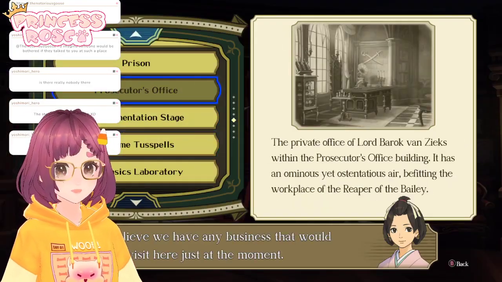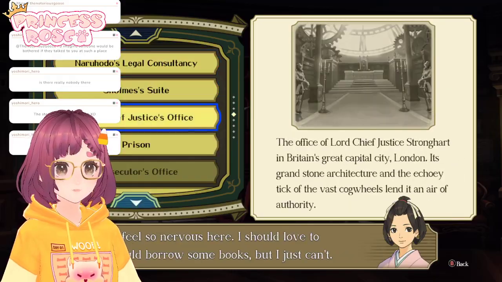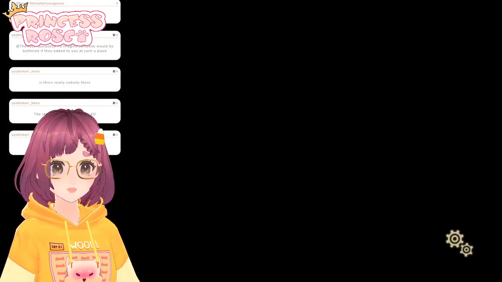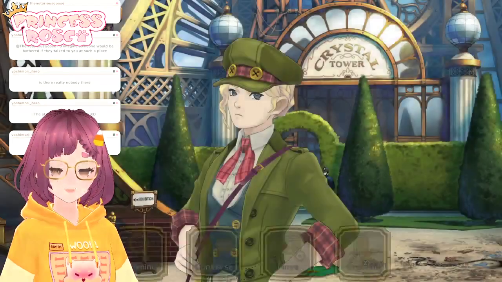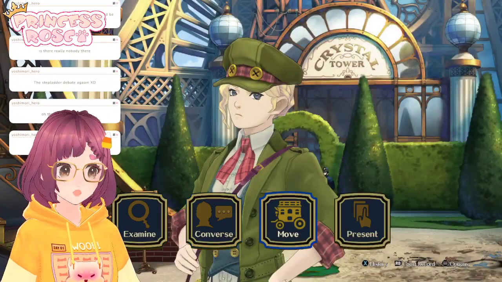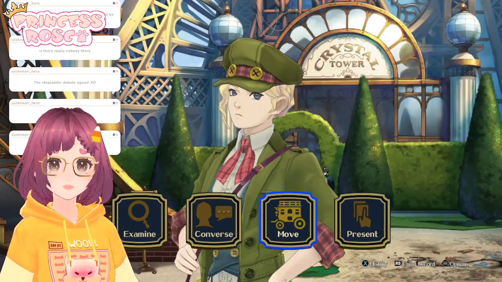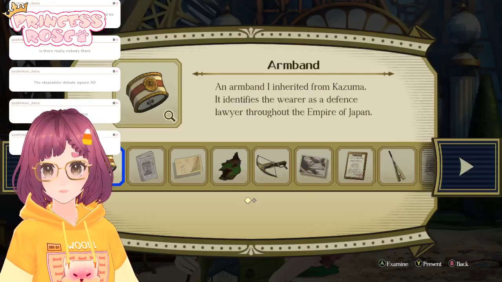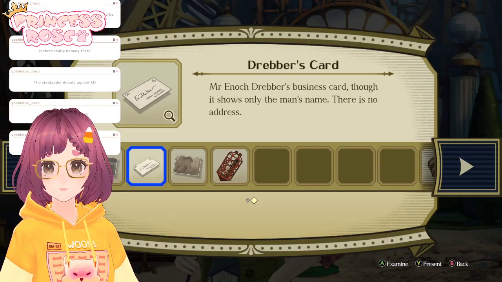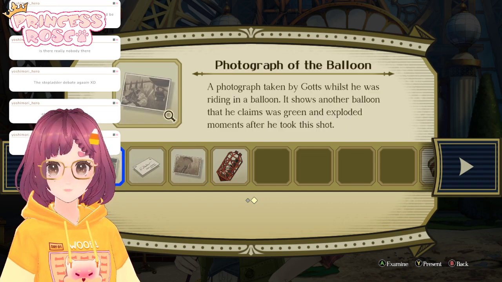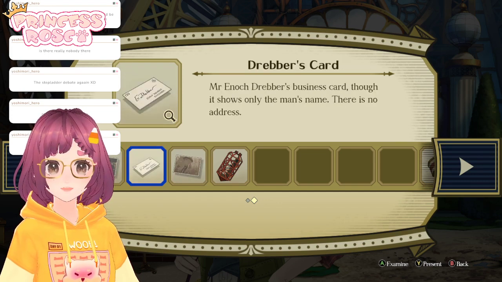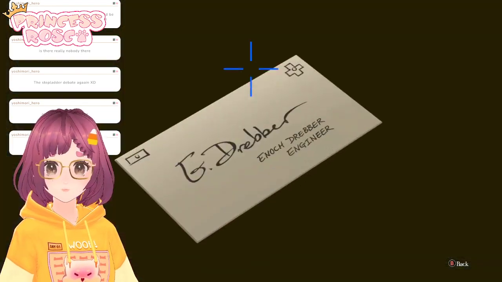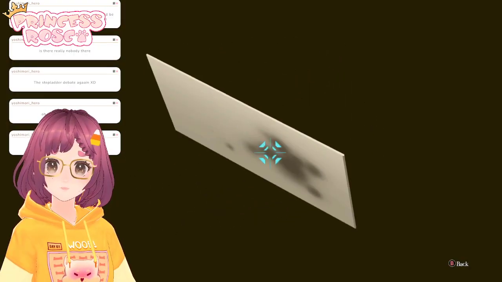Did I miss presenting something? Okay, wait. I presented to Gina the picture. We got more... No, the man was not a man. Did we get more evidence? Oh, we did. Okay, no, that was from the trial. We got Drubber's card. Oh, what's this?